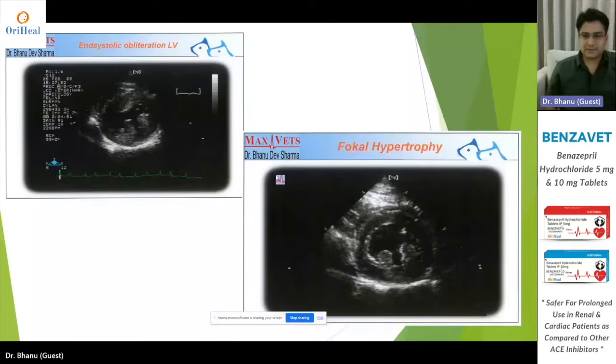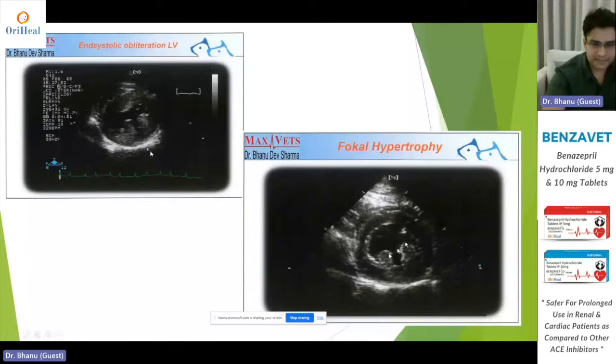These are some of the other examples. As you all can appreciate, this is a focal hypertrophy. So these are the papillary muscles on the screen where my arrow is. These are the papillary muscles, and this is a focal hypertrophy of the papillary muscle. So this papillary muscle, you can appreciate, is thickened. This again is another example of HCM.